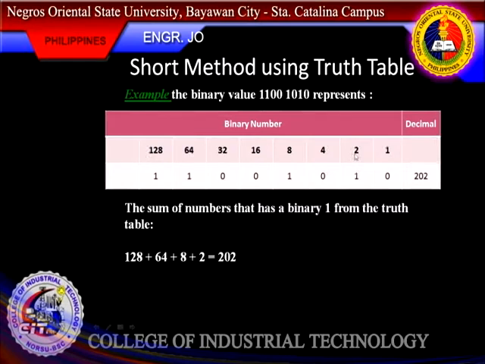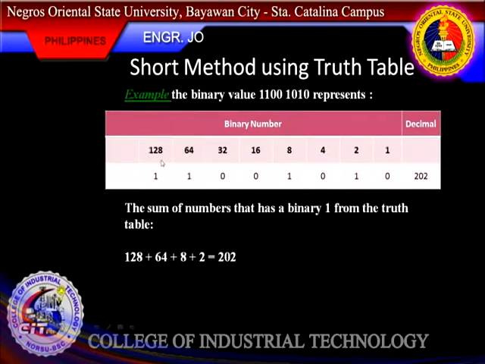So again, 1 times 2, because we are in base 2, is equal to 2, 2 times 2 is equal to 4, 4 times 2 is equal to 8, 8 times 2 is equal to 16, 16 times 2 is equal to 32, 32 times 2 is equal to 64, 64 times 2 is equal to 128, and 128 times 2 is equal to 256. We only have how many bits? 1, 2, 3, 4, 5, 6, 7, 8.